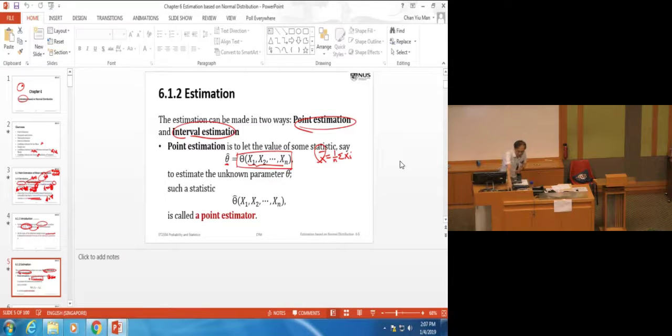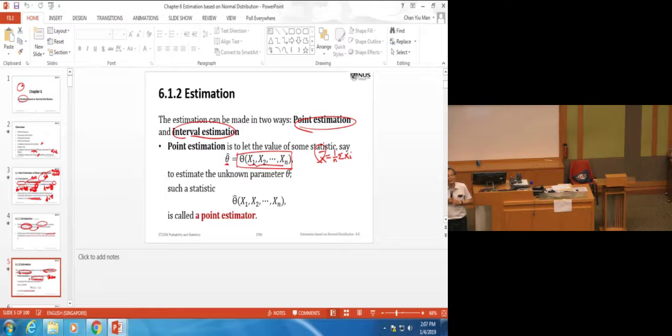Okay, good afternoon. Let us begin our journey of statistical inference. There are two major parts of statistical inference. One is estimation, the other one is hypothesis testing. We will discuss hypothesis testing in the next chapter.